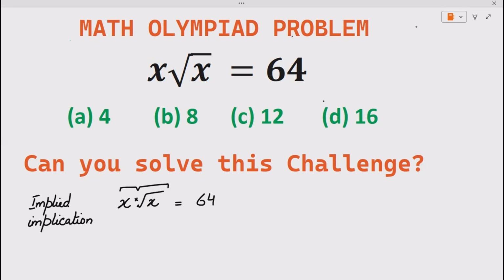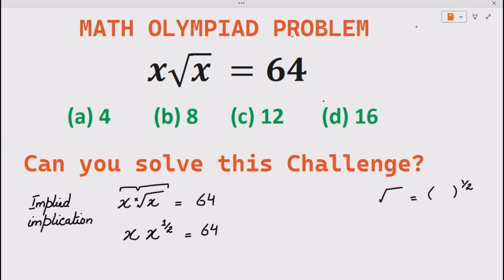To solve this equation, you first have to write this under root x like this: x multiplied with x raised to the power half, because we know that in mathematics the under root is equivalent to power half. So in the first step, instead of under root x, I wrote x to the power 1 upon 2, equals 64.